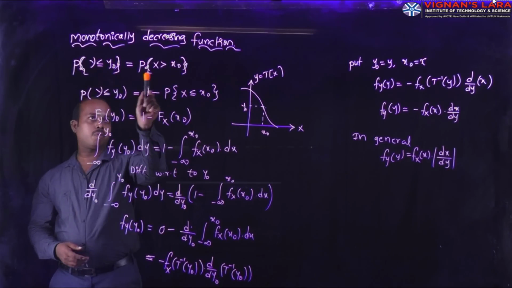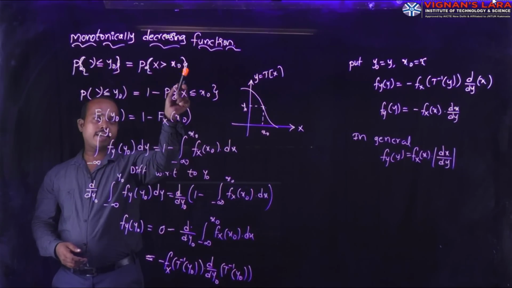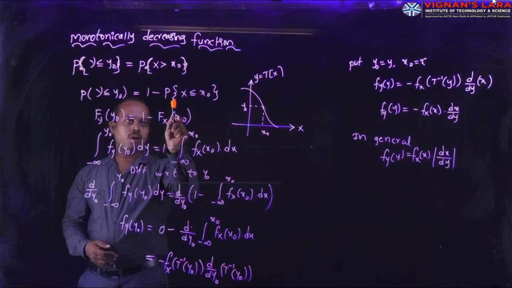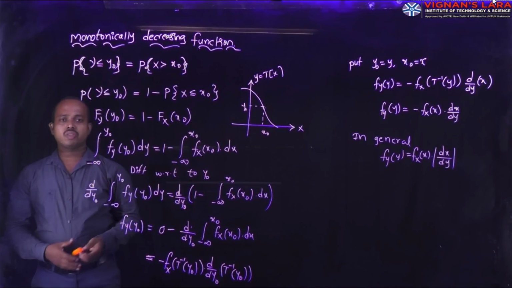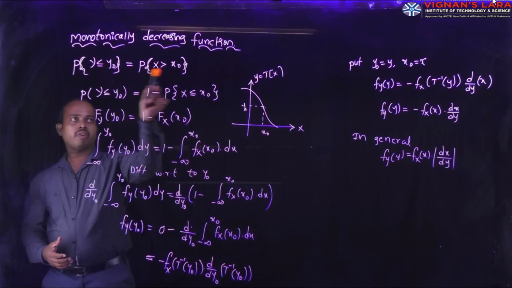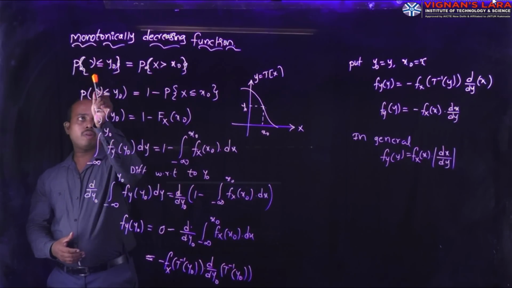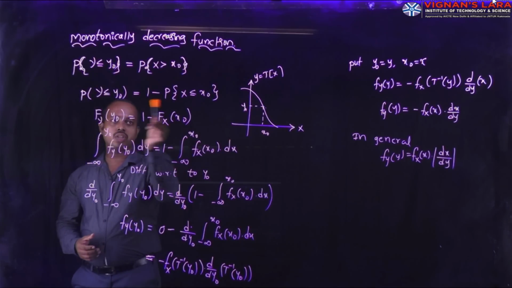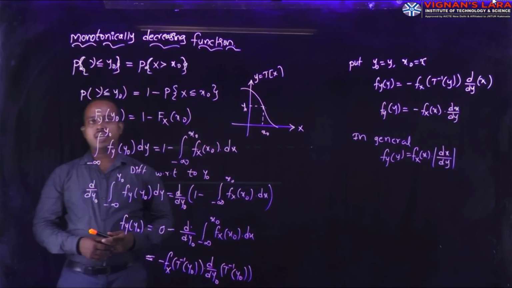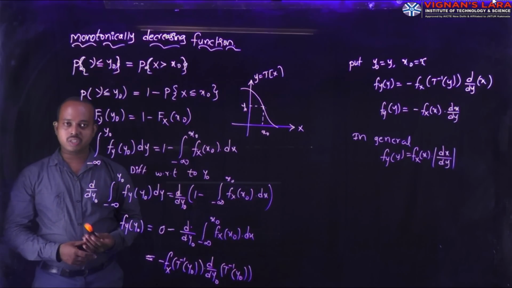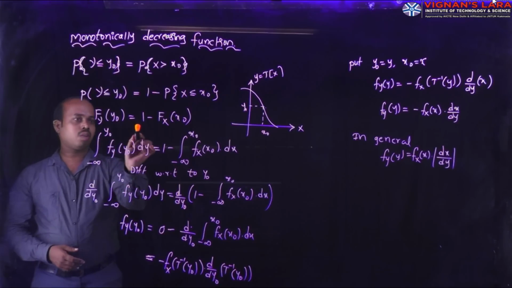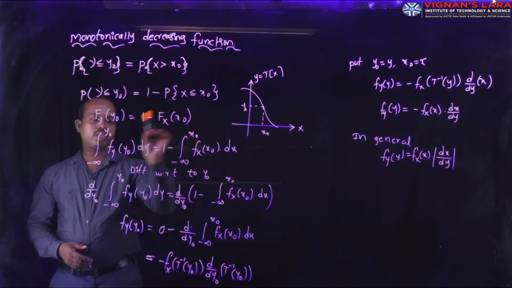Here, the probability of capital X greater than x naught, I am writing as its opposite event: 1 minus the probability of capital X less than or equal to x naught. In this case, y naught and x naught are both elements of the random variables Y and X. Based on that condition, we can write this relation. From this relation, its equivalent representation is F_Y of y naught is equal to 1 minus F_X of x naught.